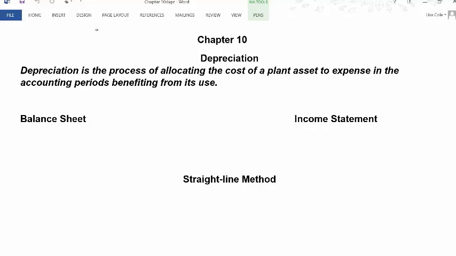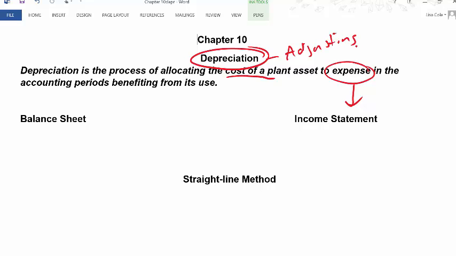This section of chapter 10, we'll talk about depreciation. Depreciation is the process where we allocate the cost of a plant asset to an expense in the accounting periods benefiting from its use. And so for depreciation, we're going to do an adjusting entry. This can be year end, or maybe month end, it just depends on when companies close their books and do adjusting entries.